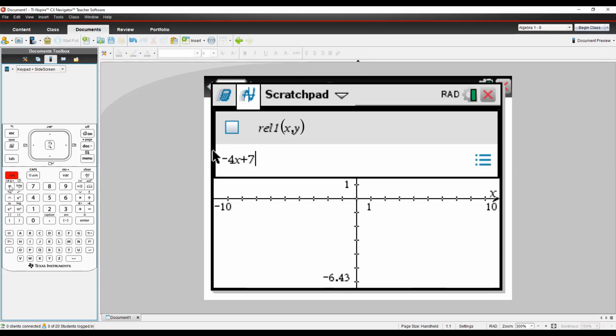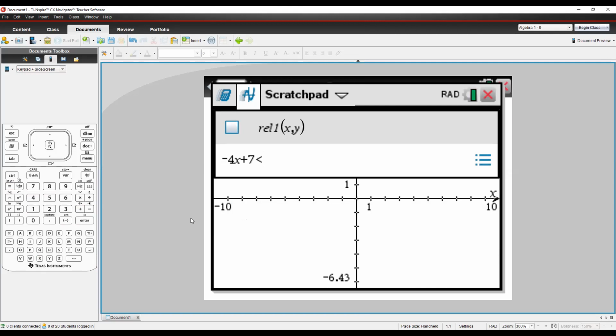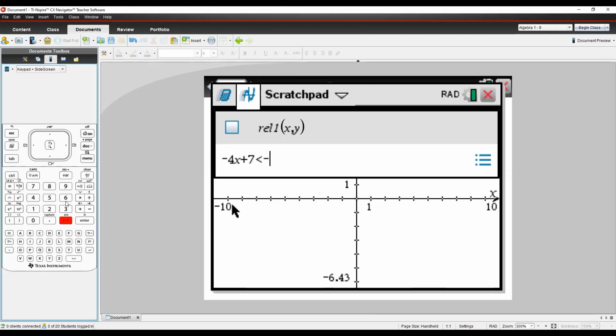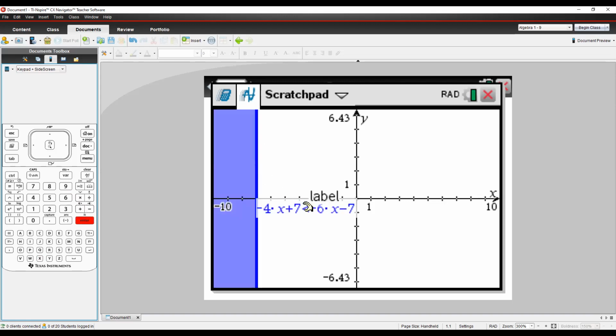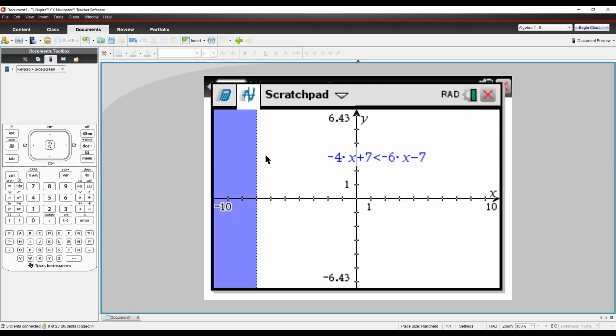And then we have to put less than a negative 6x minus 7. And then you press enter. And again, I'm going to move this out of the way. Now, if you hover over this, you can see that those are dashed lines. And that's because this doesn't have an equal sign.